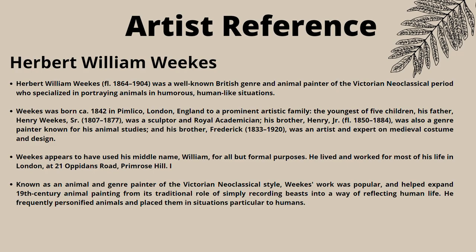Wickes was born in Pimlico, London, England, to a prominent artistic family, and he is the youngest of five children. His father, Henry Wickes, was a sculptor and a royal academician. His brother, Henry Jr., was also a genre painter known for his animal studies, and his brother, Frederick, was an artist and expert on medieval costume and designs. Wickes appears to have used his middle name William for all but formal purposes. He lived and worked for most of his life in London at 21 Oppidans Road, Primrose Hill.